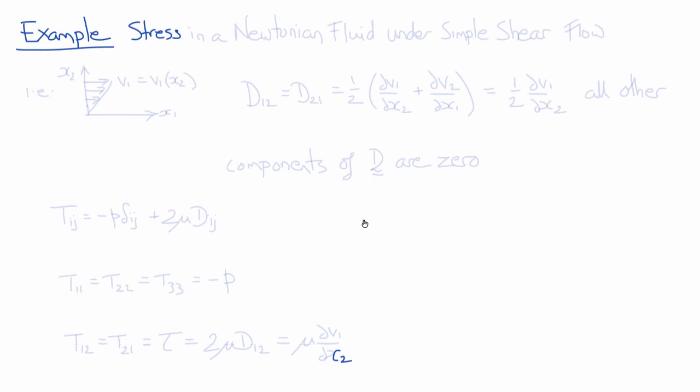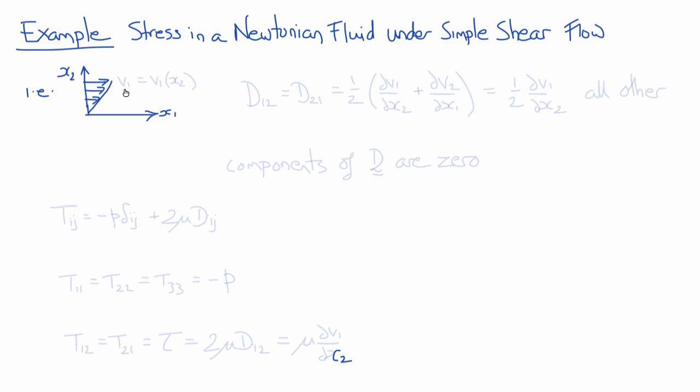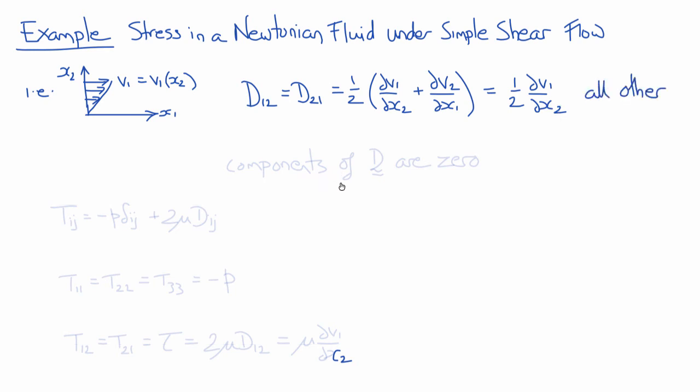So now let's look at an example of stress in an incompressible Newtonian viscous fluid in a simple shear flow. Remember that a simple shear could look something like this, where we have velocity in the x1 direction, varying in magnitude as a function of x2. So v1 is equal to v1 of x2, and does not depend on x1 or x3, and v2 and v3 are zero. So the only non-zero components of the rate of deformation tensor are d12 and d21, which are equal to 1 half del v1 del x2 plus del v2 del x1. This term's zero, so that leaves 1 half of del v1 del x2, with all the other components of the rate of deformation tensor being zero.